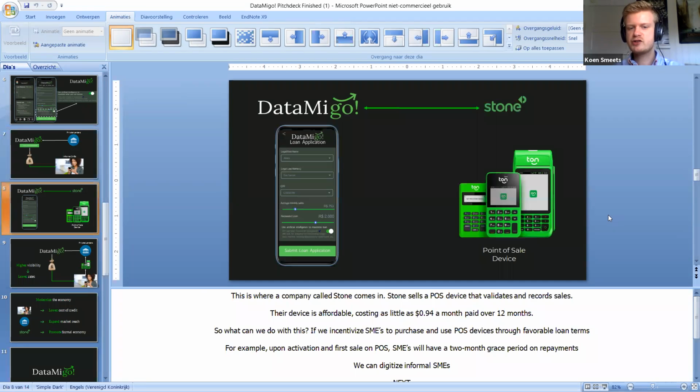That's where a company called Stone comes in. Stone sells POS devices, point-of-sale devices, that validate and record sales. The device is affordable, costs as little as $49 a month, paid over 12 months. So what can we do with this? If we incentivize SMEs to purchase and use POS devices through favorable loan terms, for example, upon activation in the first sale of the POS, SMEs will have a 2-month grace period on repayments. We can digitalize informal SMEs.